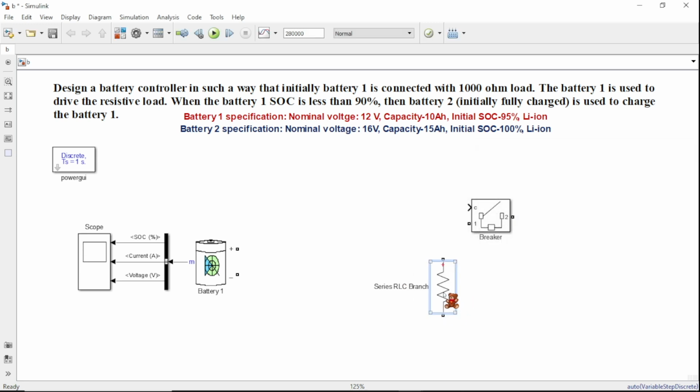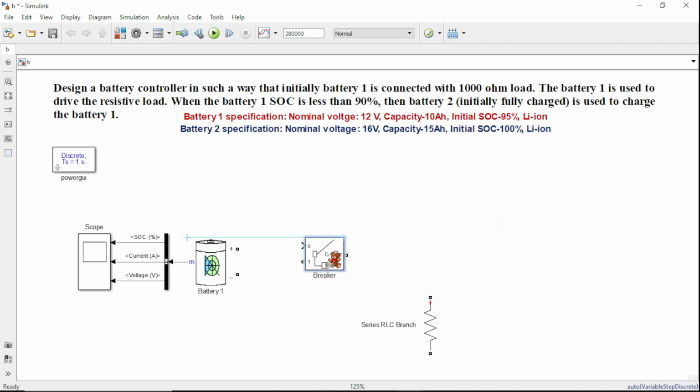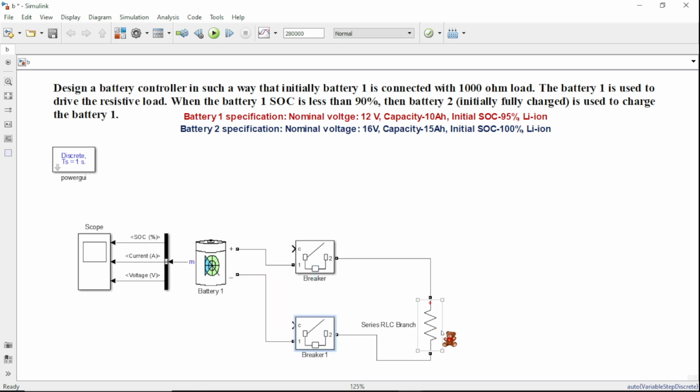Now the RLC is connected through the switch. Here you can see this is the breaker. Here I am connecting positive through the breaker to the positive, as well as the breaker through positive, negative to negative of the load. Okay, so the first condition is completed.